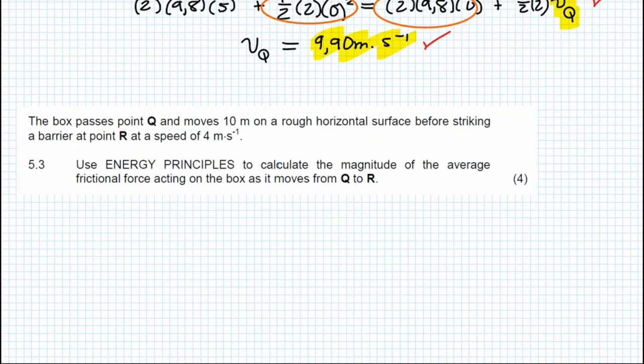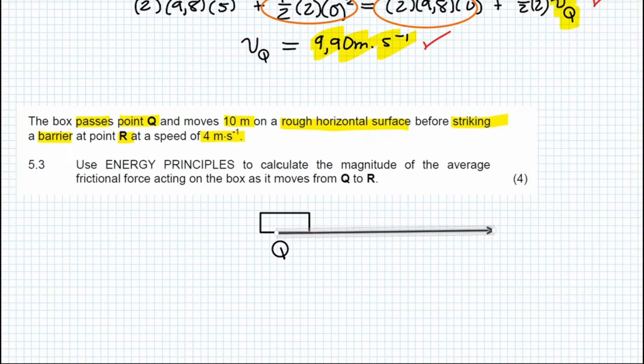There is new information given to us. They say the box passes point Q and moves 10 meters on a rough horizontal surface before striking a barrier at point R at a speed of 4 meters per second. We have new information now. So remember, we had the box, and I'm going to draw a little sketch to help us. We had the box at position Q. This box is now going to travel from position Q to a position that we are referring to as R. At R, there is a barrier, so I'm going to draw that barrier in as well using a red pen.